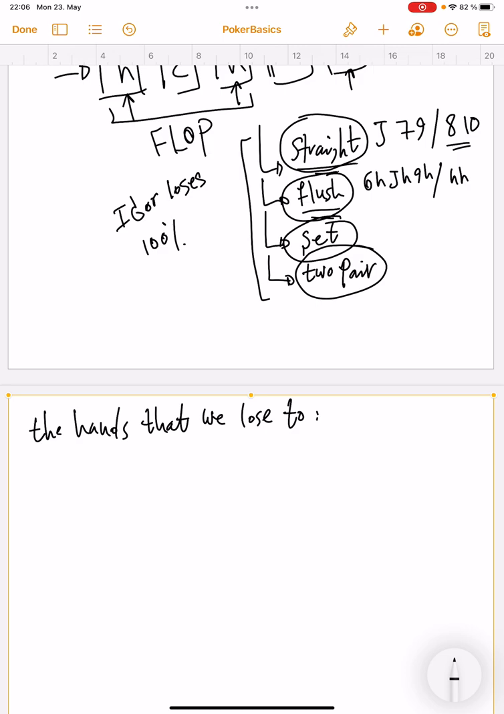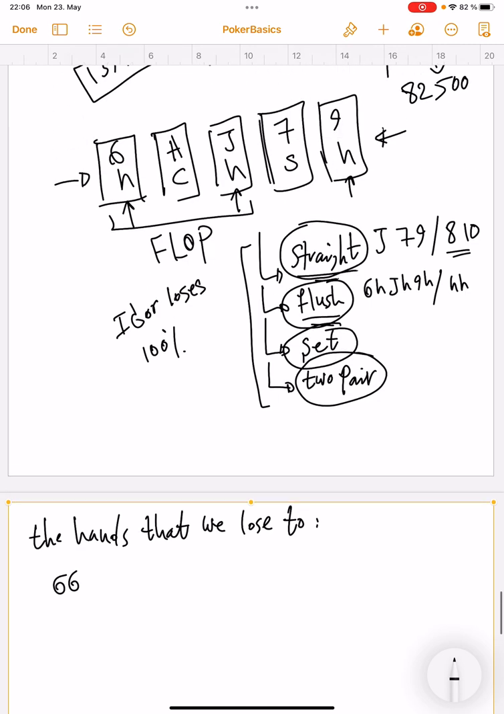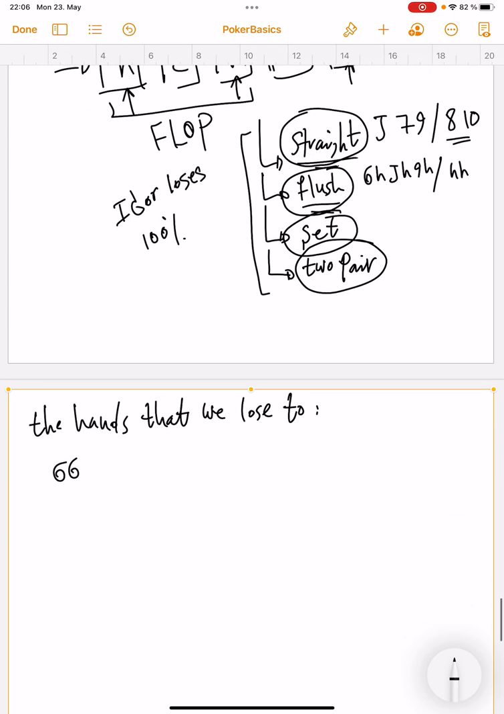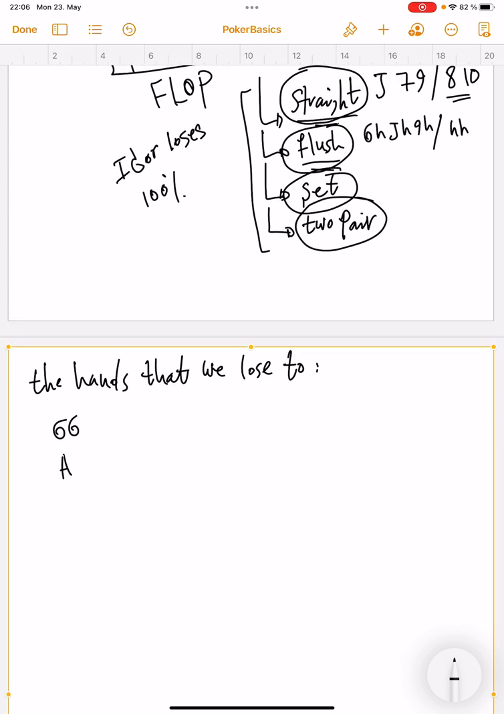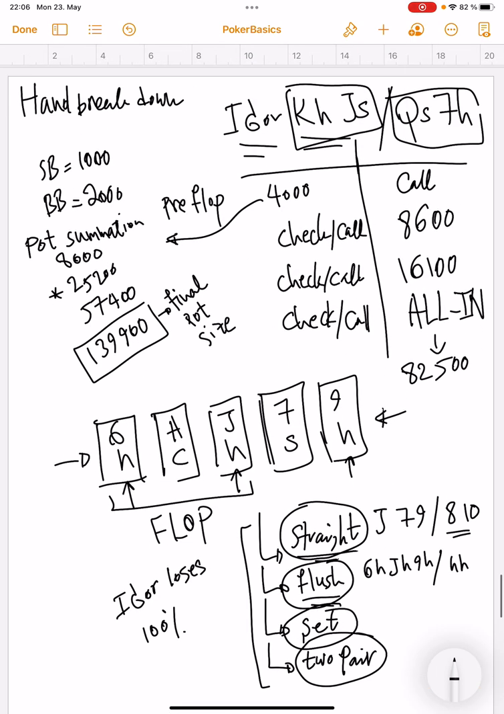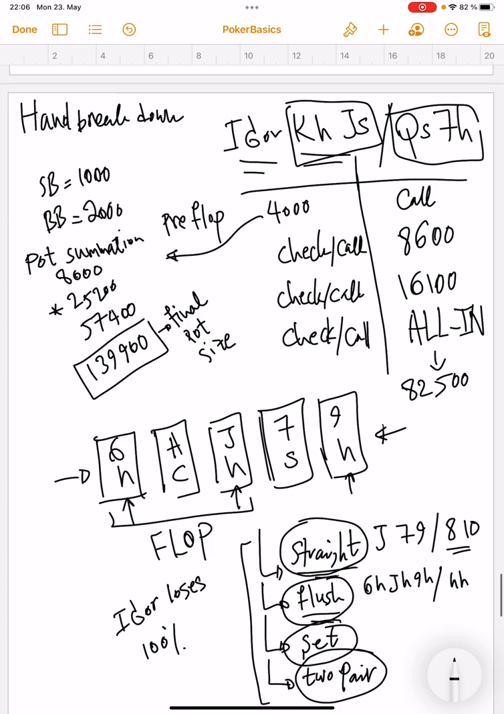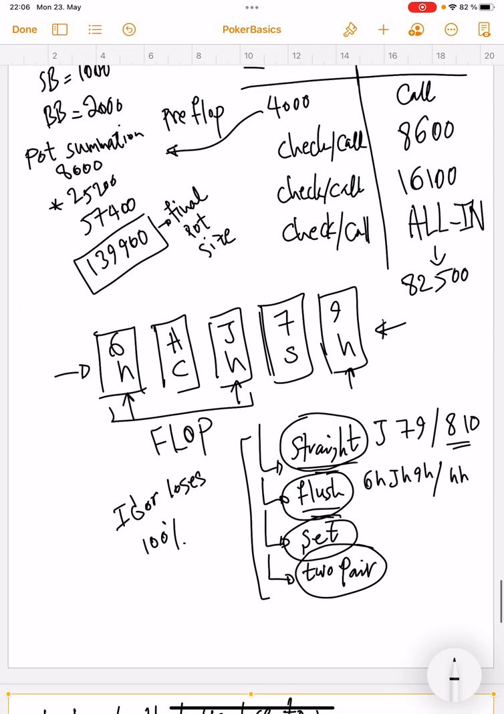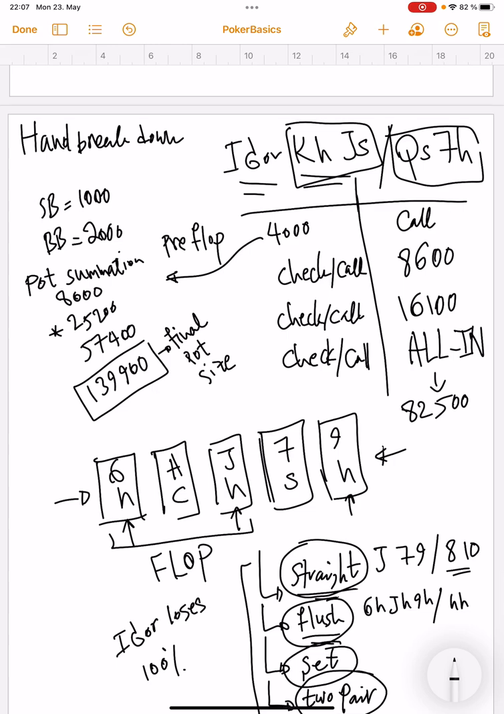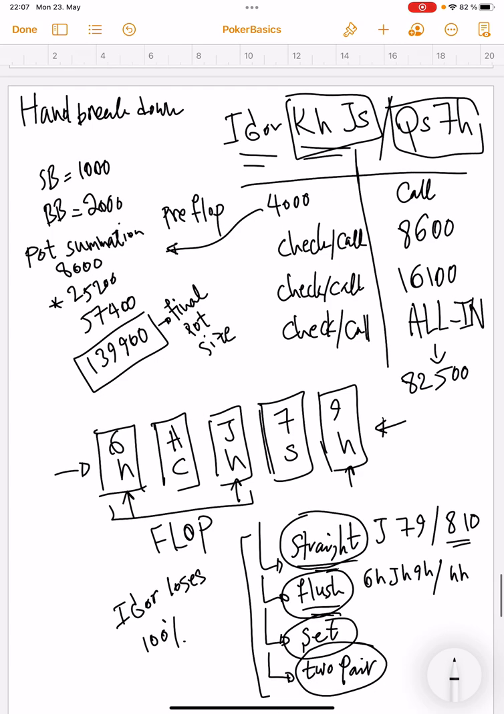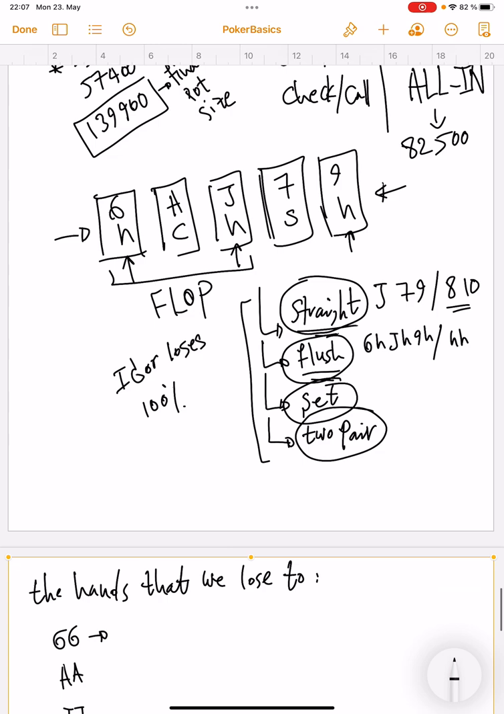So for sets, a pocket 6 will basically make a set, because we have already one 6 here on the board. Pocket aces will make a set, pocket jacks will make a set, pocket sevens and pocket nines. And you know that we don't have any six in our hand. There is one seven, but we don't know that, so we don't consider the seven which is in our opponent's hand, but we don't have any seven in our hand. We have only king of hearts and jack of spades, right?